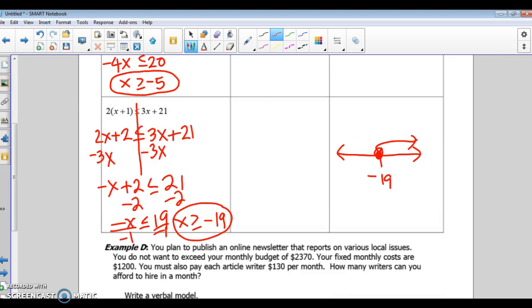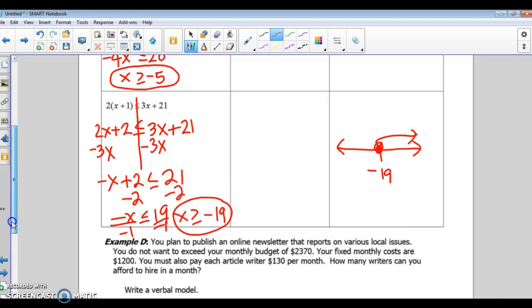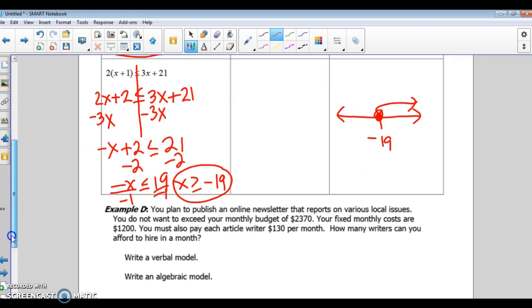Okay? So the answer was x is greater than or equal to negative 19. All right, and it's to the right. All right, so that's it. And we're going to be working on the word problems together. So remember those steps, guys. Those same steps apply every single time. And one rule that you have to remember is the flipper rule. Okay, and I'm going to ask you what that is, so keep that in your mind.